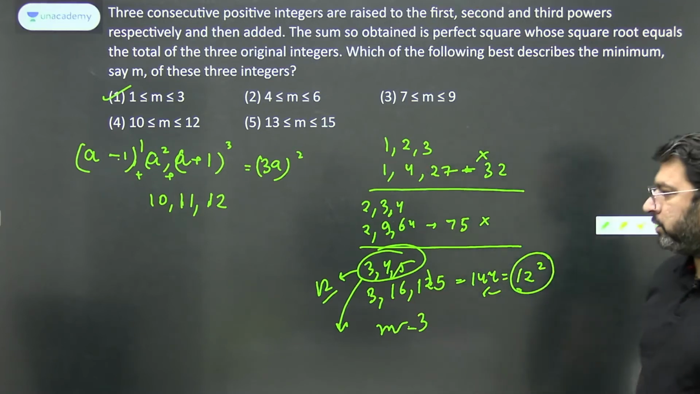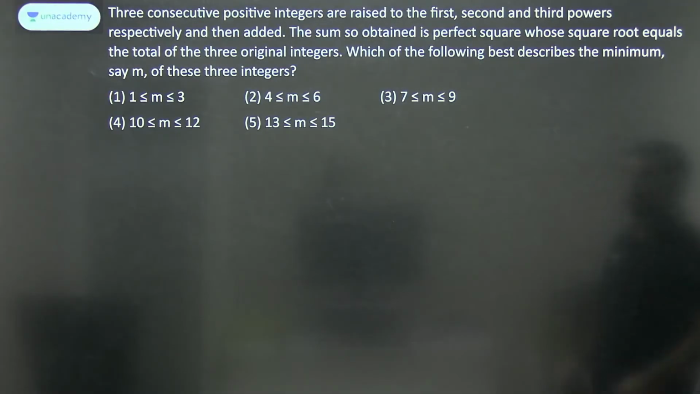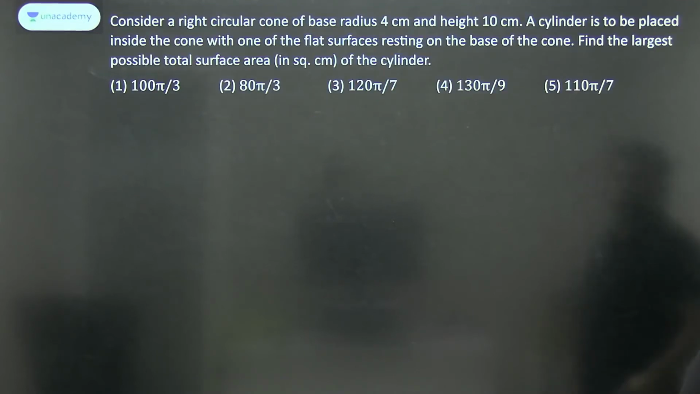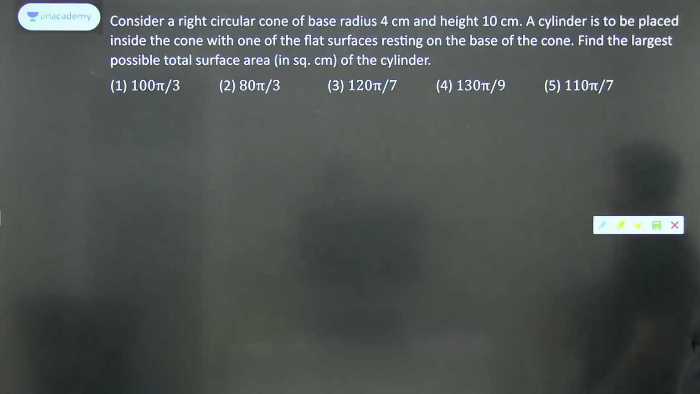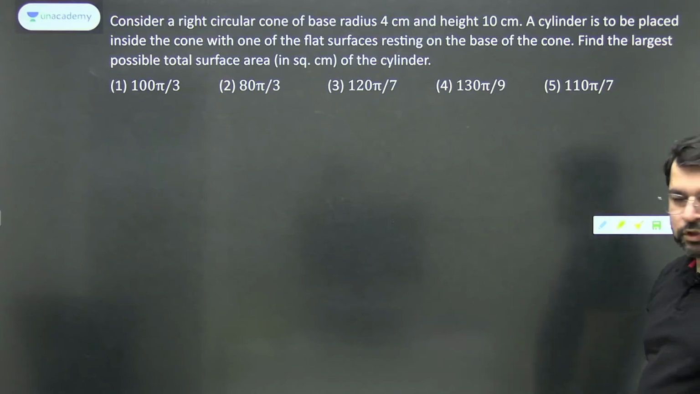All right, let's move on. Next, again a CAT 08 question.